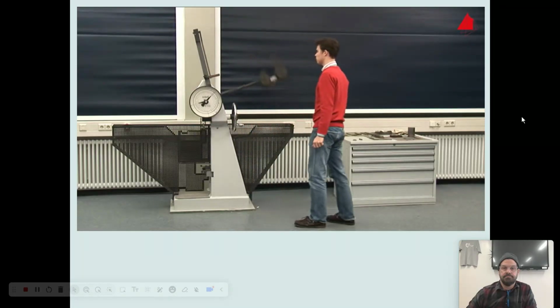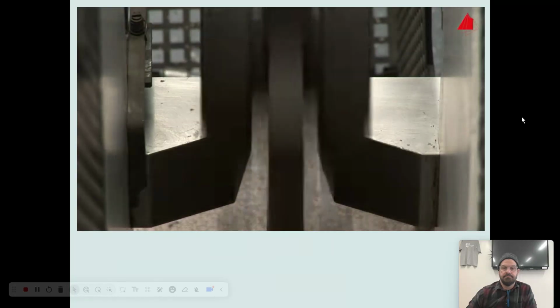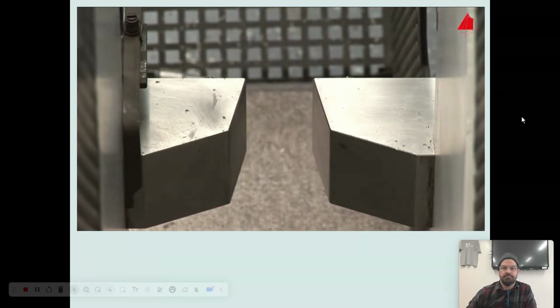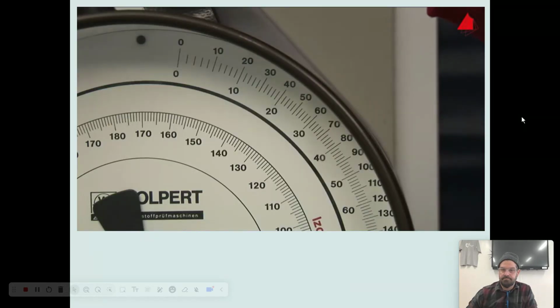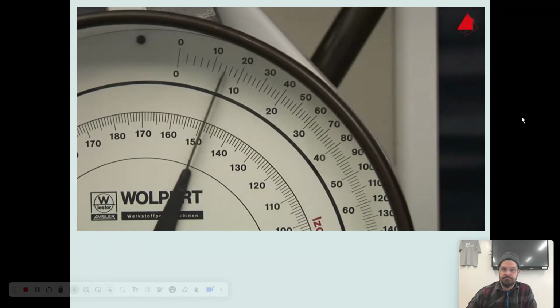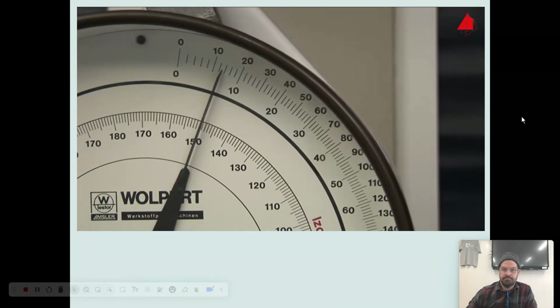The pendulum is released, it swings downwards and hits the specimen with its rounded hammer peen. The specimen absorbs part of the pendulum's energy, so the pendulum doesn't reach the full height on the other side. The amount of energy that has been absorbed by the specimen can now be read off at the position of the drag indicator. It only amounts to 13 joules in this test.